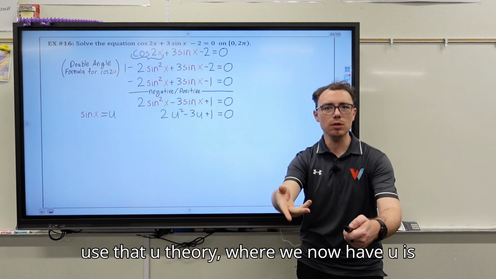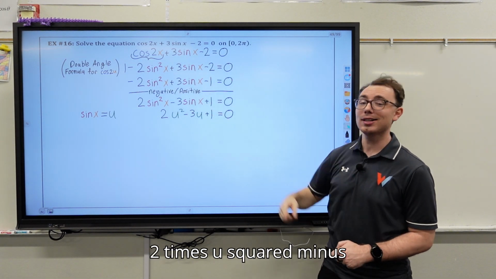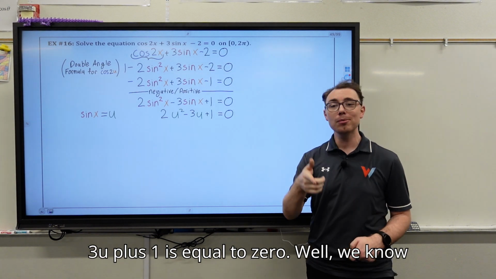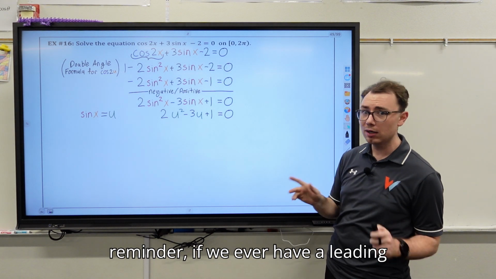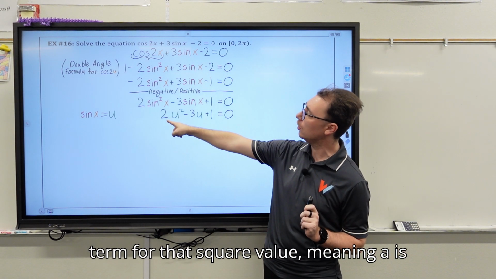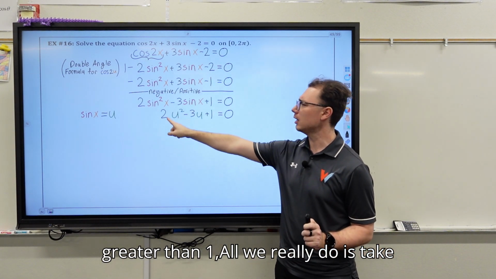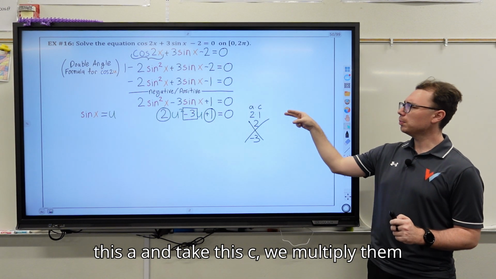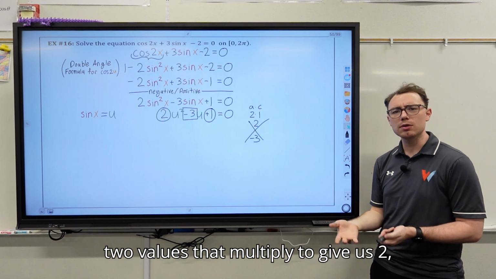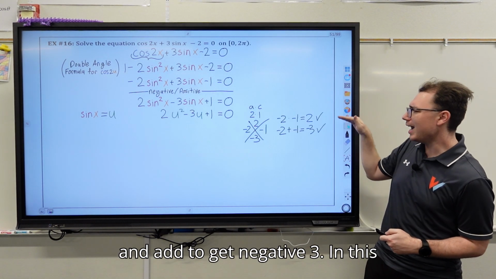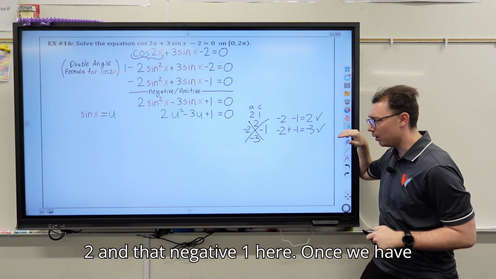Well, we can use that u theory where we now have u is equal to sine of x, and we can say 2 times u squared minus 3u plus 1 is equal to 0. Well, we know how to solve these problems. And as a reminder, if we ever have a leading term for that square value, meaning a is greater than 1, all we really do is take this a and take this c, we multiply them together, and we still solve out that x factor here, where we try and find those two values that multiply to give us 2 and add to get negative 3.